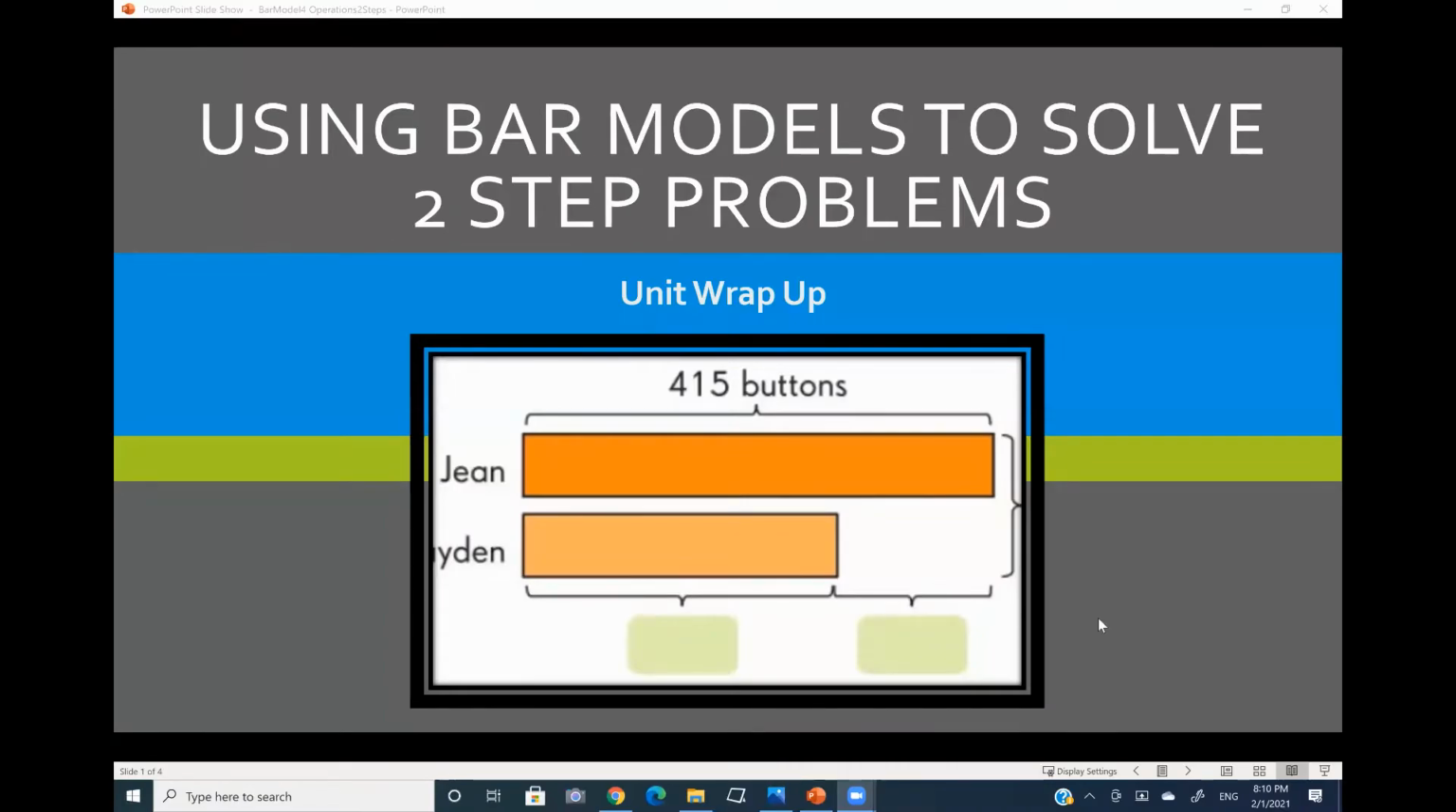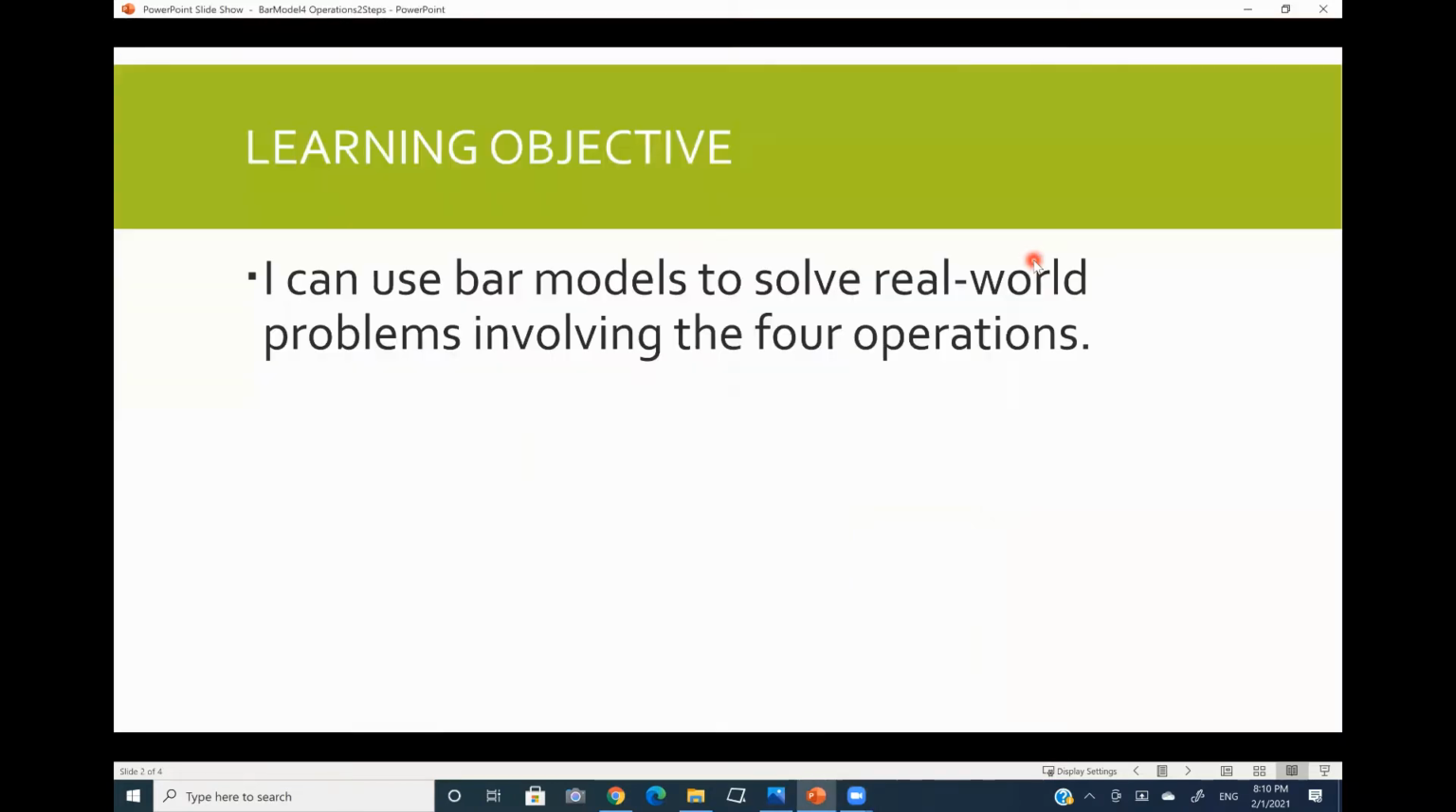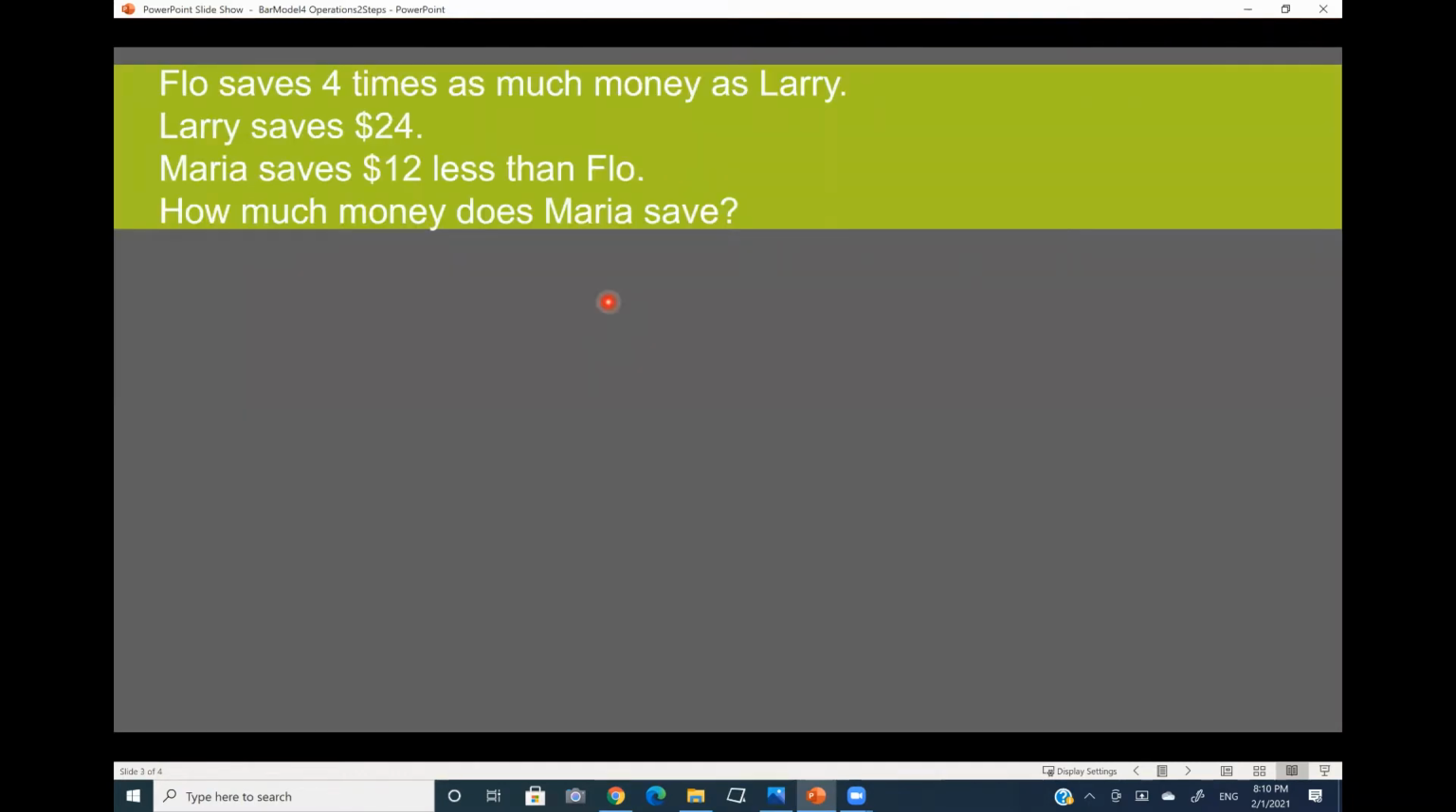Hello, boys and girls. Today we're going to be working on the unit wrap-up, which is using bar models to solve two-step problems. Our learning objective is: I can use bar models to solve real-world problems involving the four operations. Remember, to be successful when doing a problem, we need to read the whole problem first.